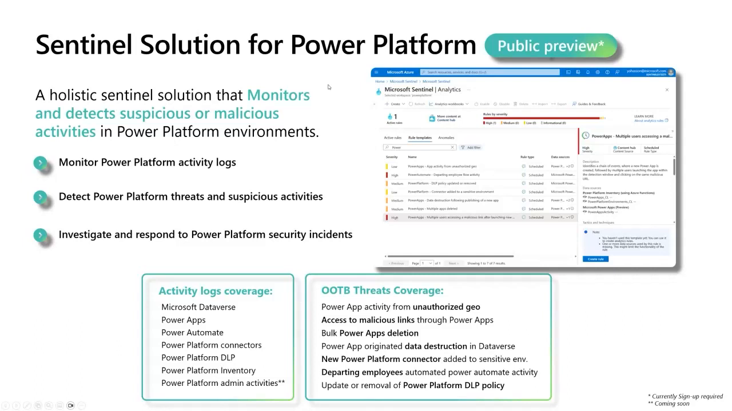And the threat of this is clear. Those citizen developers are not very security savvy in most cases, and they might open the organization to vulnerabilities and threats using those Power Apps and Power Automate capabilities that you want to monitor and detect threats on. So this solution monitors the Power Platform activity logs, detects Power Platform threats and suspicious activities, and also allows you to leverage Sentinel tools to investigate and respond to those Power Platform security incidents.